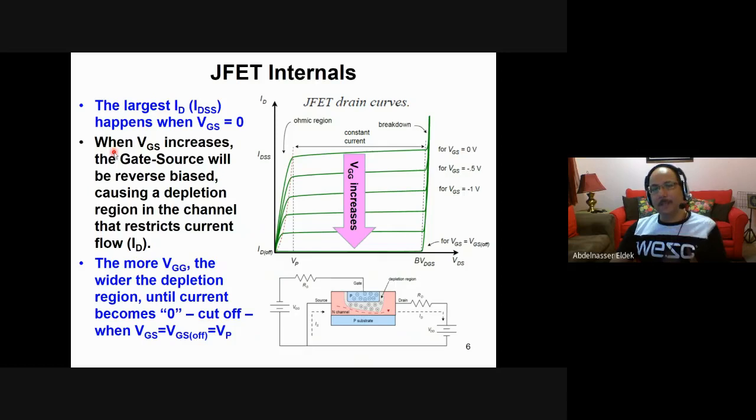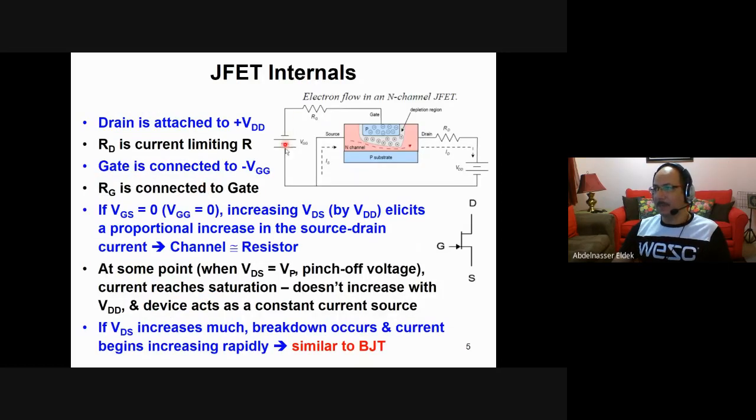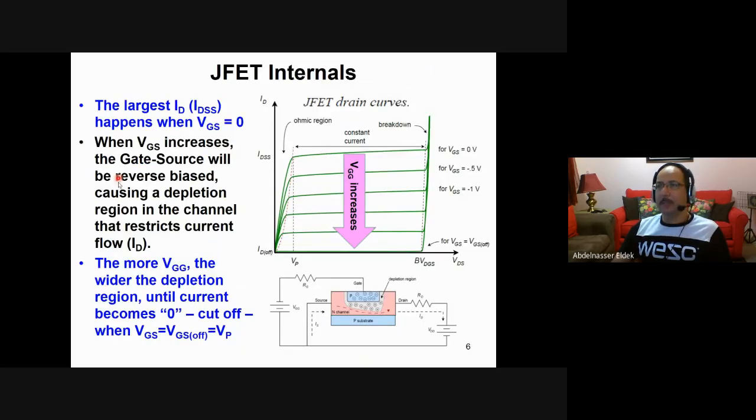Okay, when you increase VGS, or when you increase this VGG, the gate source will be reverse biased, because it is positive here. See, this one is negative, this one is positive. So this one is negative connected to positive, and positive is connected to negative. Then it is a reverse bias. So you increase the reverse bias. When you increase the reverse bias, what will happen? You increase the depletion region. Makes sense. When you increase the reverse bias, you increase the depletion region.